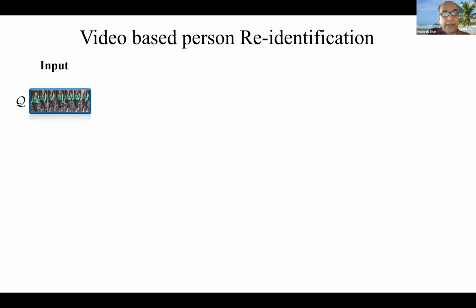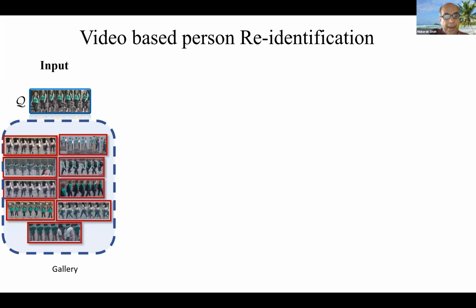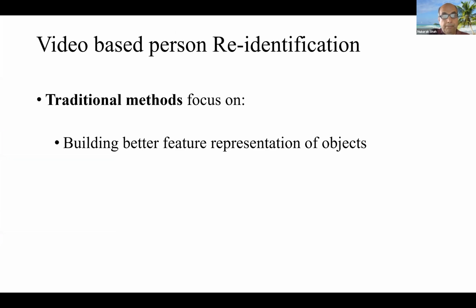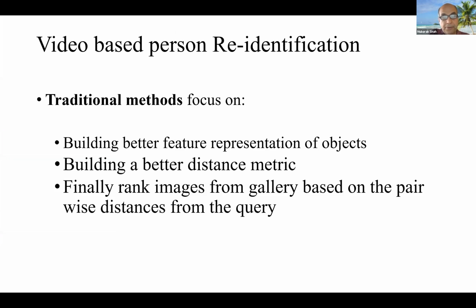So video-based re-ID is now, instead of an image, we are given a video clip query, and we have a gallery of clips, which is shown here. And we want to solve that. Traditional methods focus on building better feature representations, building a better distance metric, and finally ranking images from the gallery based on their pairwise distance from the query. So they don't look at the video.